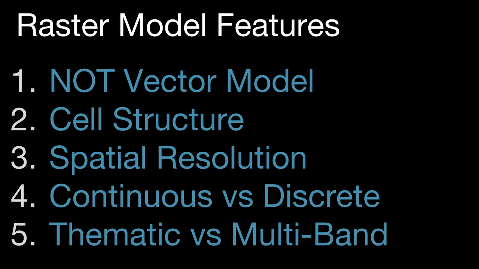And finally, it's either going to be thematic in nature, or it's going to be what we call a multi-band product, and I'm going to explain what that is also in just a second. So the raster model features these 5 kind of characteristics, we could say.